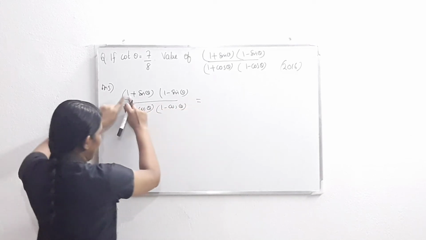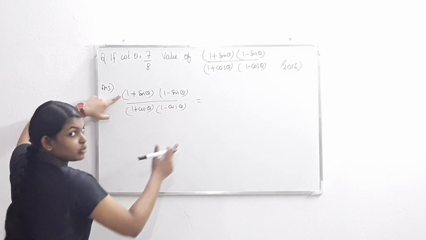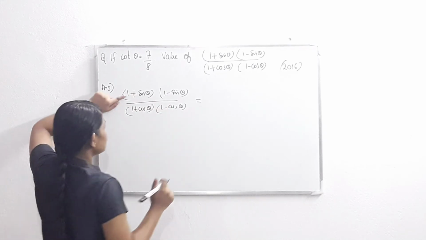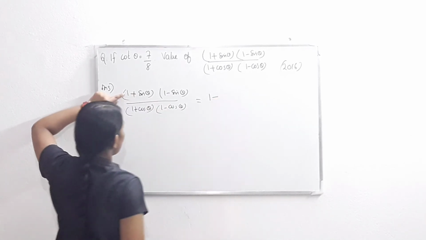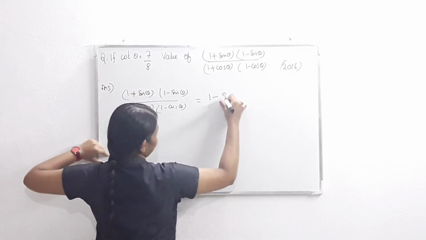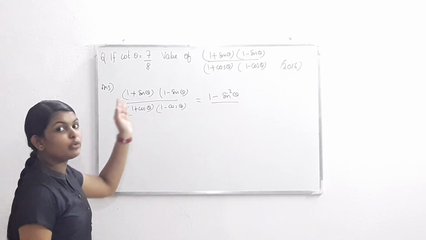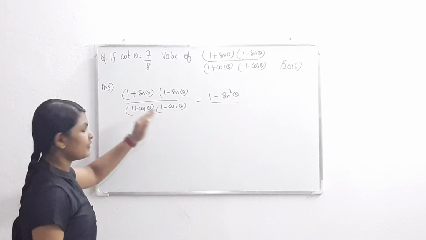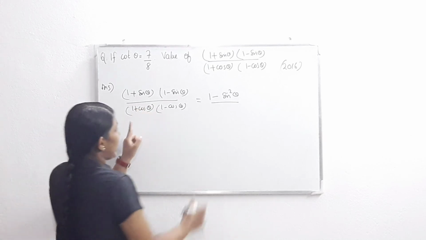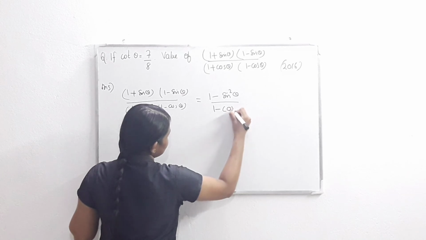This is of the form a plus b into a minus b. So a plus b into a minus b will be equal to a square minus b square. Here a is 1, so 1 square minus b square, where b is sin theta, so sin square theta. Divided by, this is also of the form a plus b into a minus b, so we can write this also as a square minus b square, that is 1 minus cos square theta.